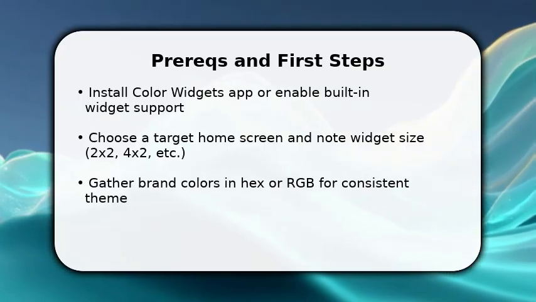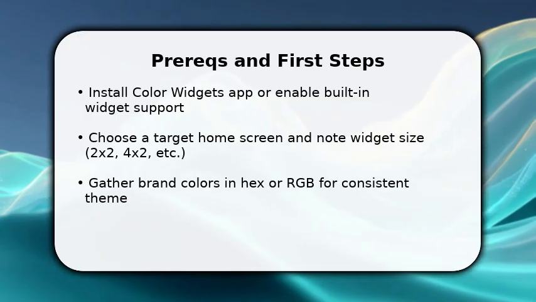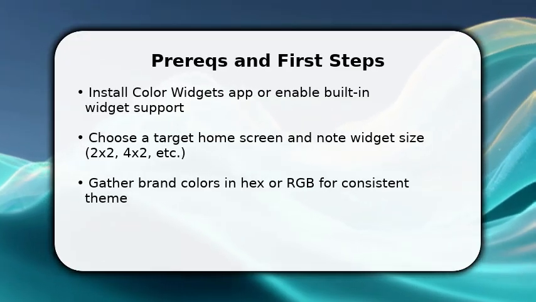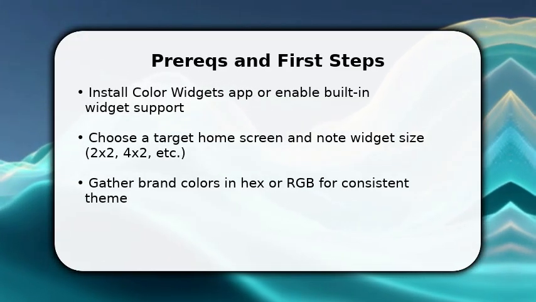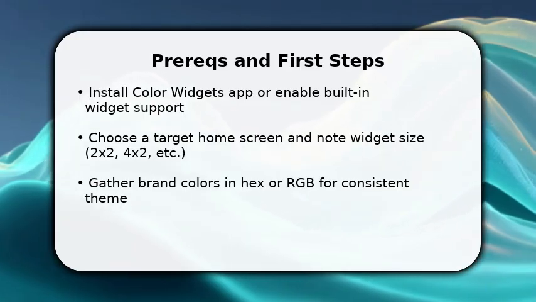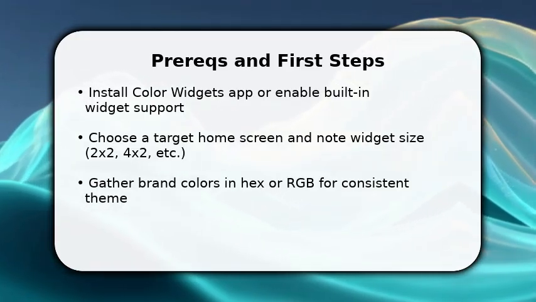You start by confirming prerequisites. The Color Widgets app is installed, and you know the exact widget size you want. Next, open the app and create a new theme. Name it so you recognize its purpose.